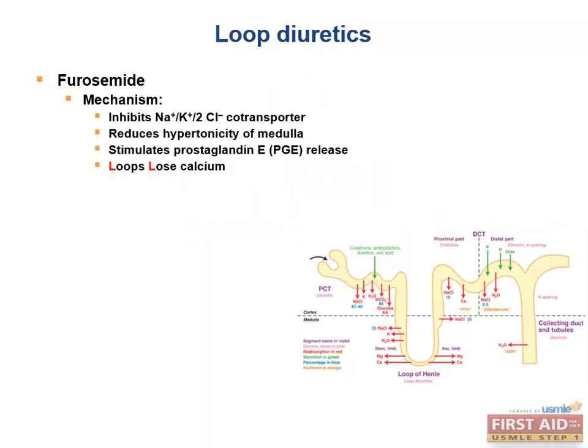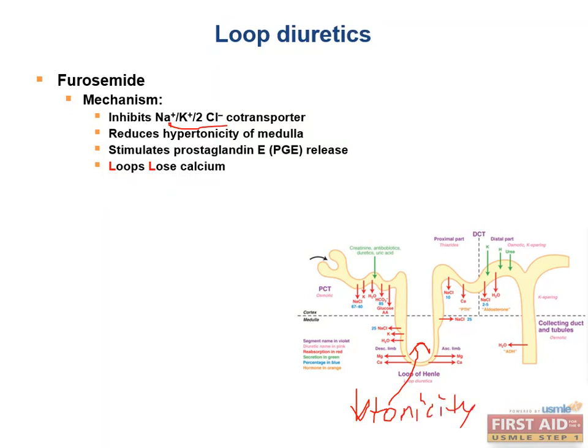The next drug, furosemide, is in the class of loop diuretics and is very important in clinical medicine. As we've already talked about, it's a very powerful diuretic that works by blocking the sodium-potassium-2-chloride transporter, leading to loss of sodium chloride and potassium chloride in the urine. This reduces the hypertonicity of the medulla. So here's the medulla, reduced tonicity.